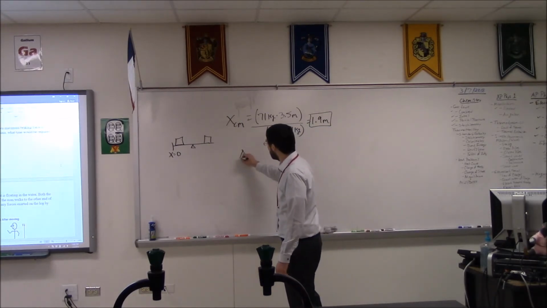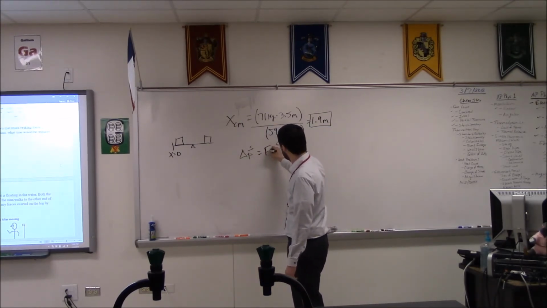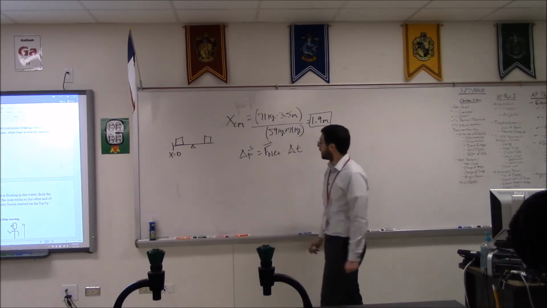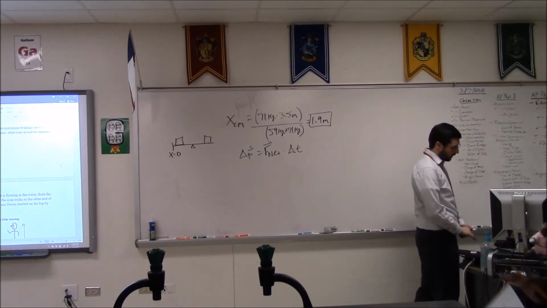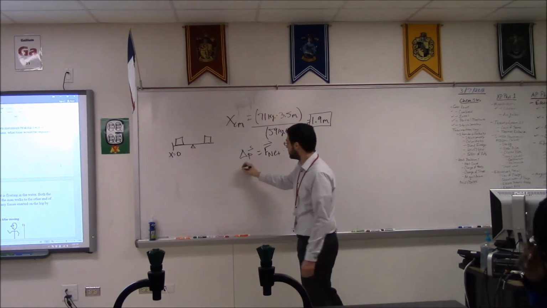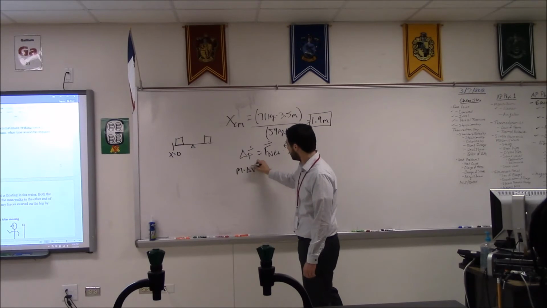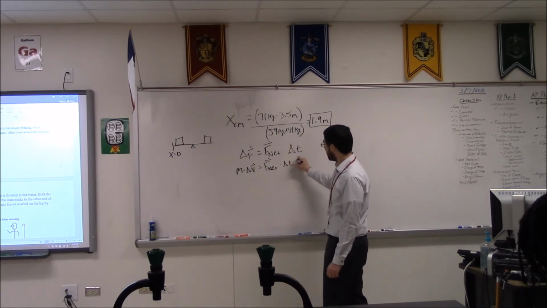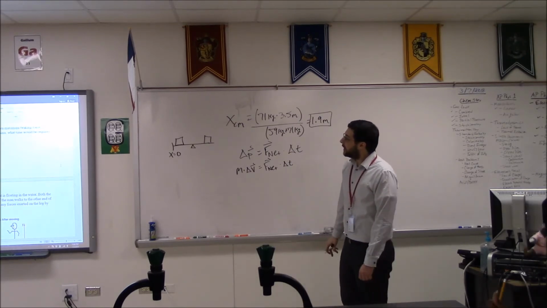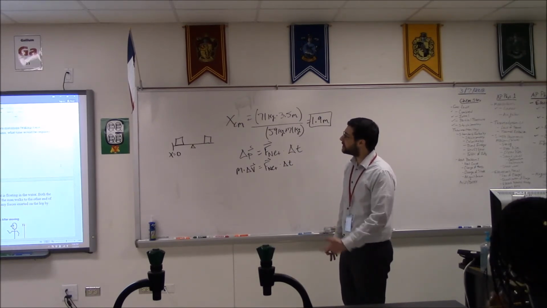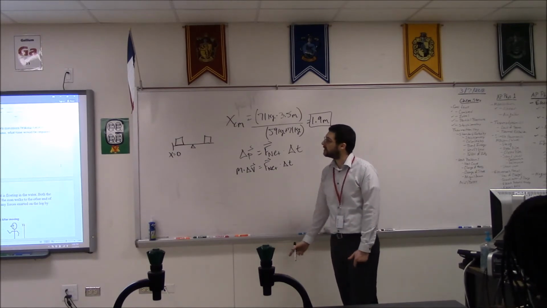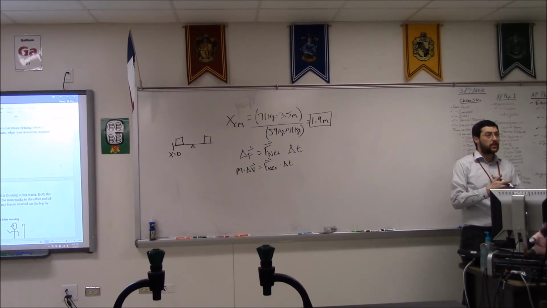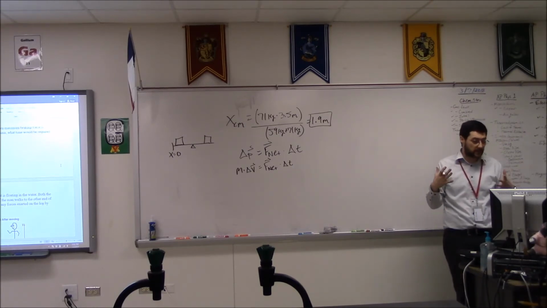The change in momentum is equal to F net times the change in time. Okay? And we can go ahead and expand our change in momentum, so that it's mass times change in velocity, still equals F net times the change in time. It said that the force is independent of the mass, okay?